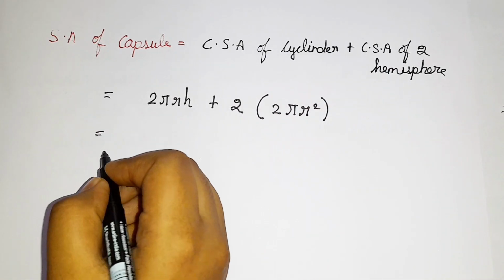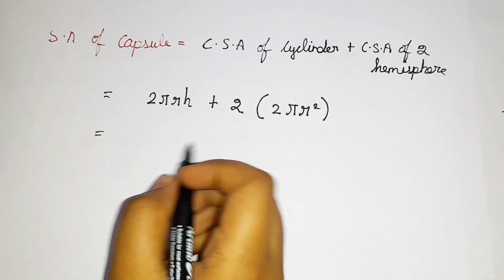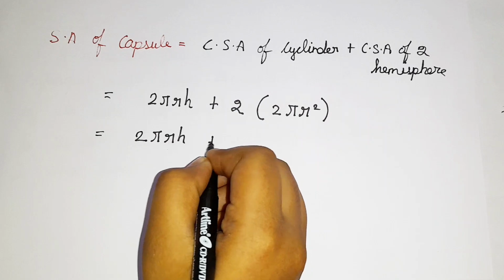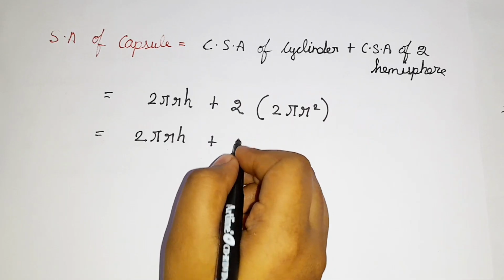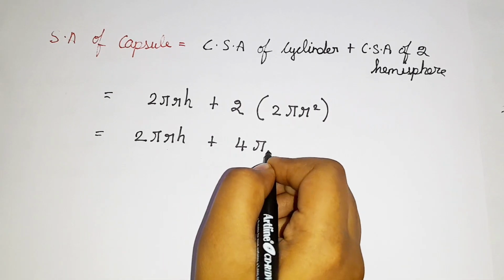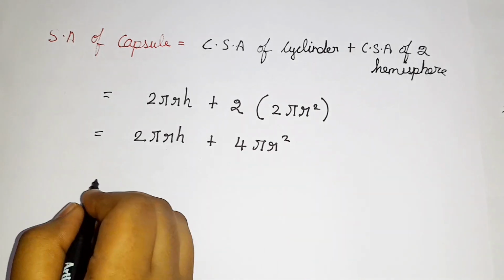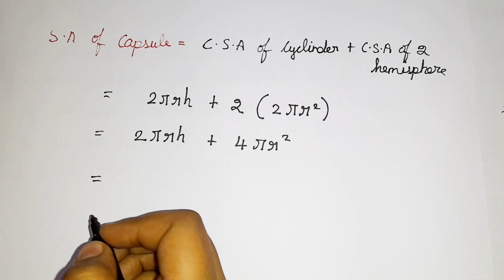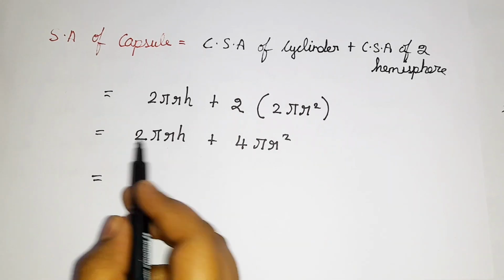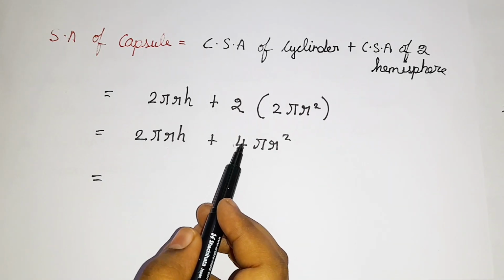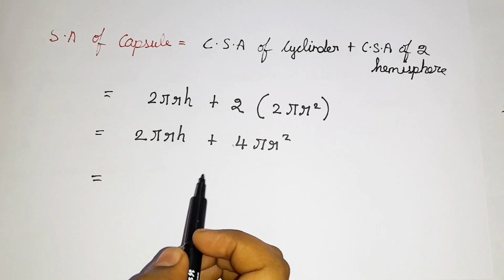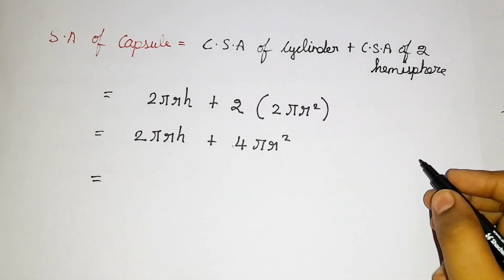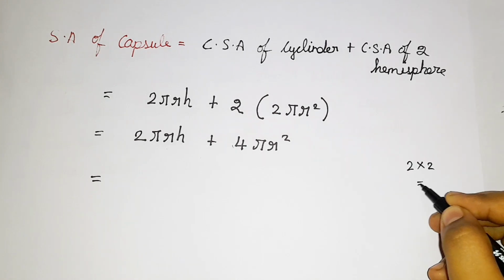Okay, so can we actually solve it? Yeah, first let us write it as it is, that is 2 pi r h plus 2 into 2 is 4, and we can write the rest of the things as it is. So now we can take common factors, am I right? Here we have 2 and here we have 4, so 2 2s are 4. So 2 into 2 is 4.